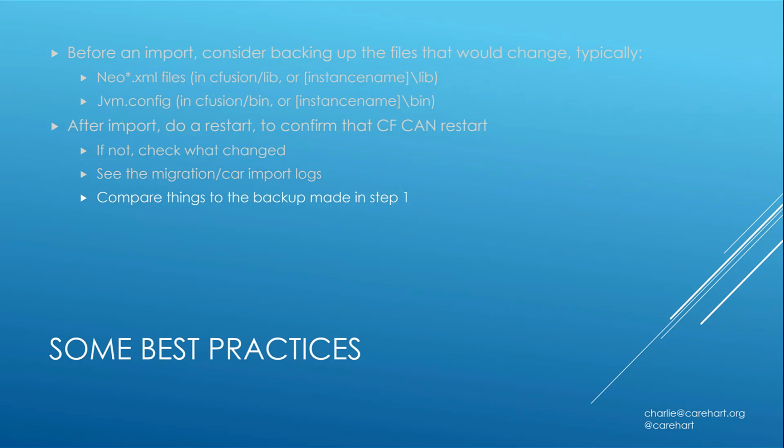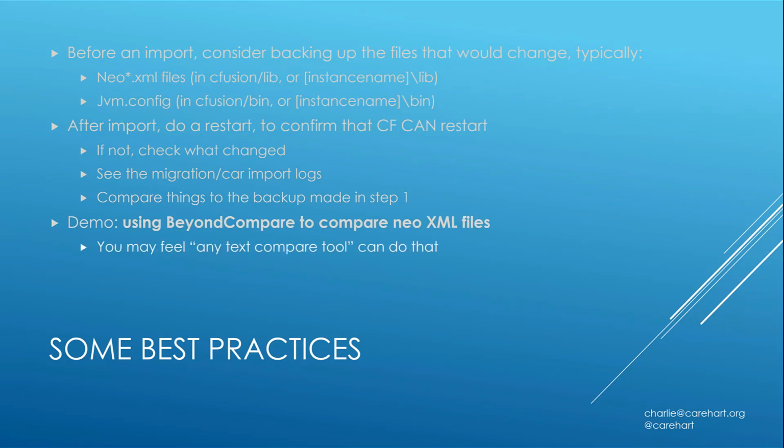CF, when it writes things out, sometimes writes them in a different order. So you can't just do a text compare of two Neo XML files. They won't look right at all. But this tool, Beyond Compare, has an extension, a set of features called formats, and one of those available extensions is called XML sorted.